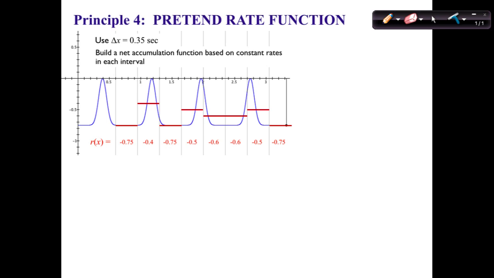Okay, so this is principle 4. This is creating a pretend rate function. I'm creating a new function that's pretending to be the changing rate function, but is made up of constant rates so that I can use MDX.